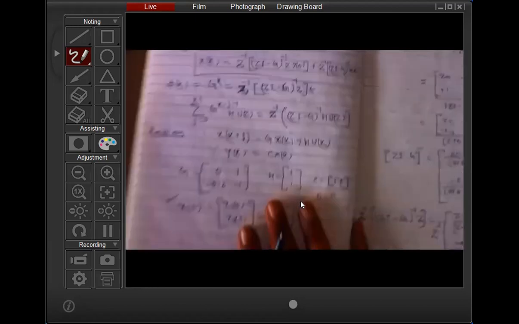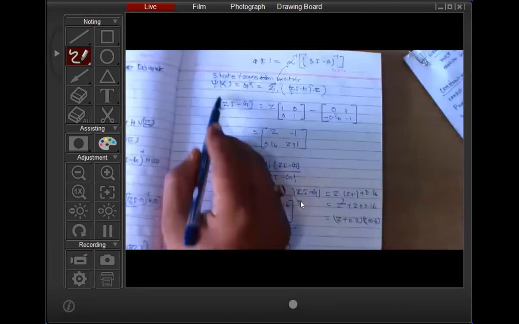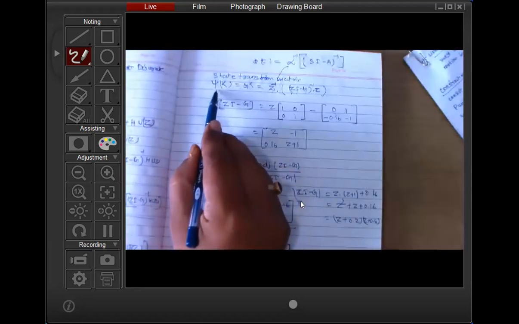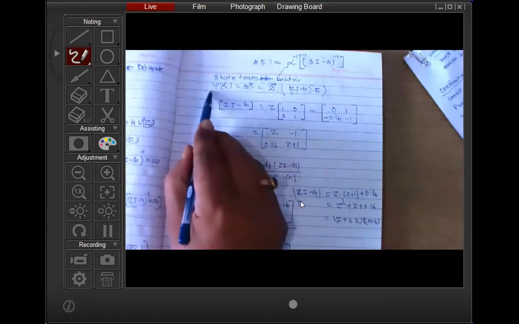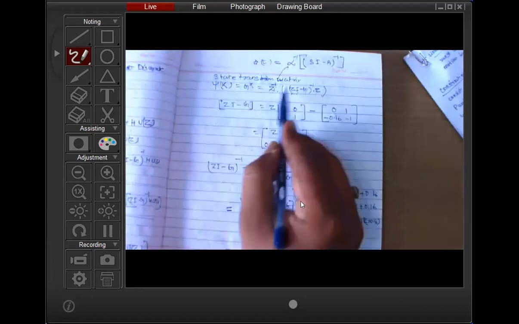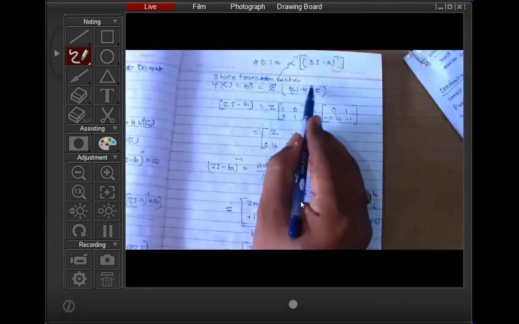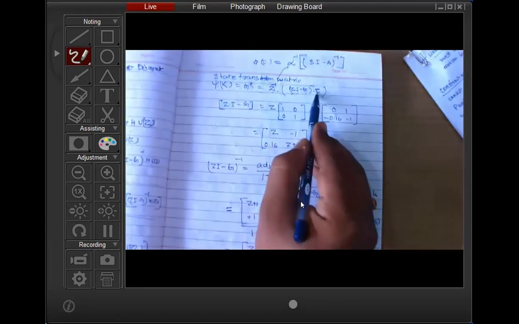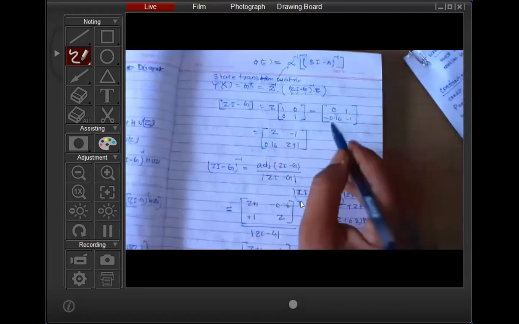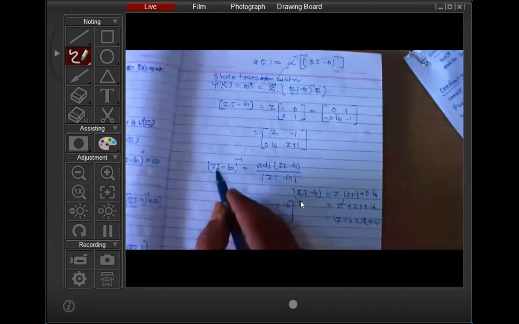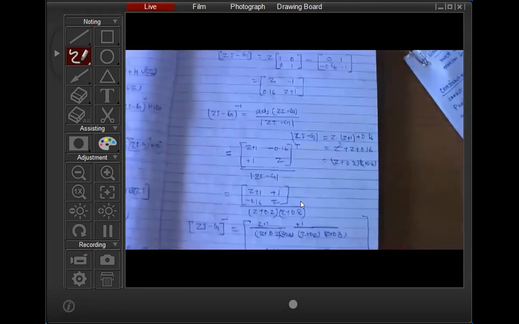Then find out the state transition matrix and the solution of the given state variable. In the last class, I solved the state transition matrix, that is the inverse Z transform of (zI minus G) inverse into z. In this way we have to find the inverse of zI minus G.